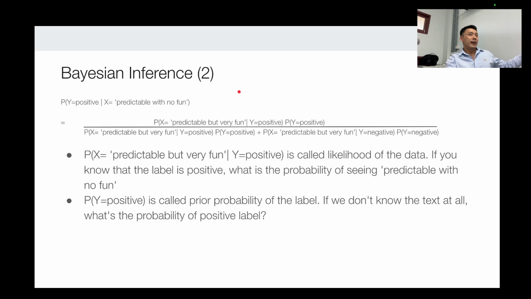All right, here's some formula. We cannot be scared of formula, all right? So this is called Bayes rule, Bayesian inference. There's a formula to it. Okay, just think about it as a formula.